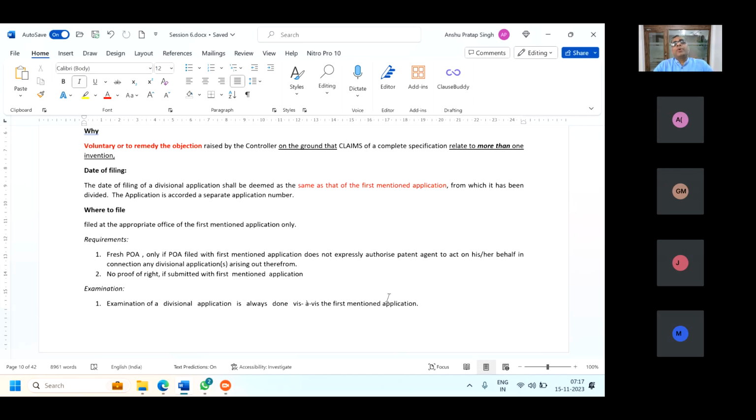You will require a separate power of attorney only if your earlier power of attorney did not expressly authorize the patent agent for a divisional application. If it has authorized that with respect to this patent application or any divisional application in relation to this, then you don't need to authorize the patent agent separately. That POA will work. If that POA does not contain an express authorization for the divisional application, then yes, you have to file a new POA.